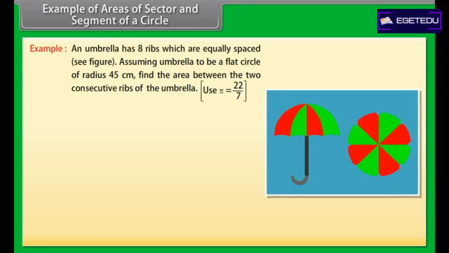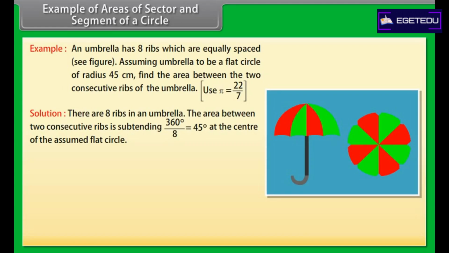Area of triangle OAB is equal to square root 3 upon 4 into side whole square. By calculating, we get area of triangle OAB is equal to 441 into square root 3 divided by 4 centimeters square. Area of segment ACB equals area of sector OACB minus area of triangle OAB, which is equal to 231 minus 441 into square root 3 divided by 4 whole centimeters square.